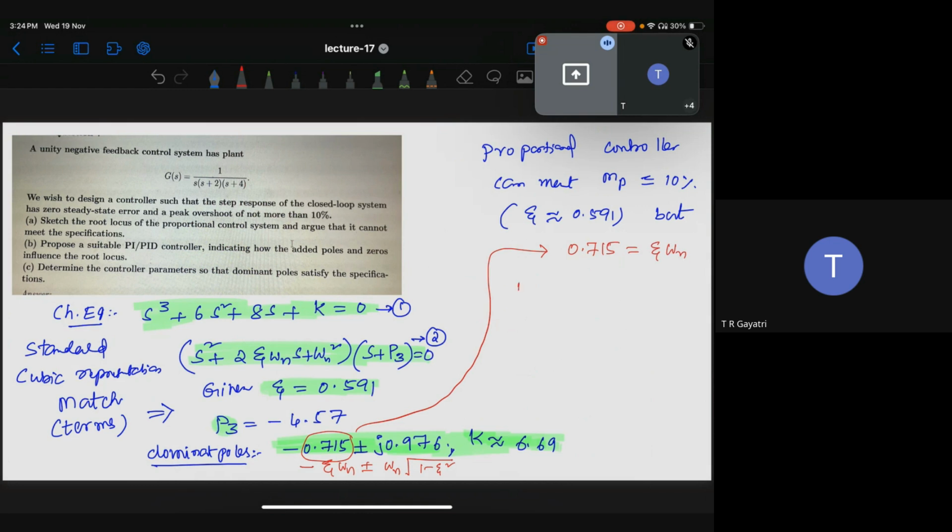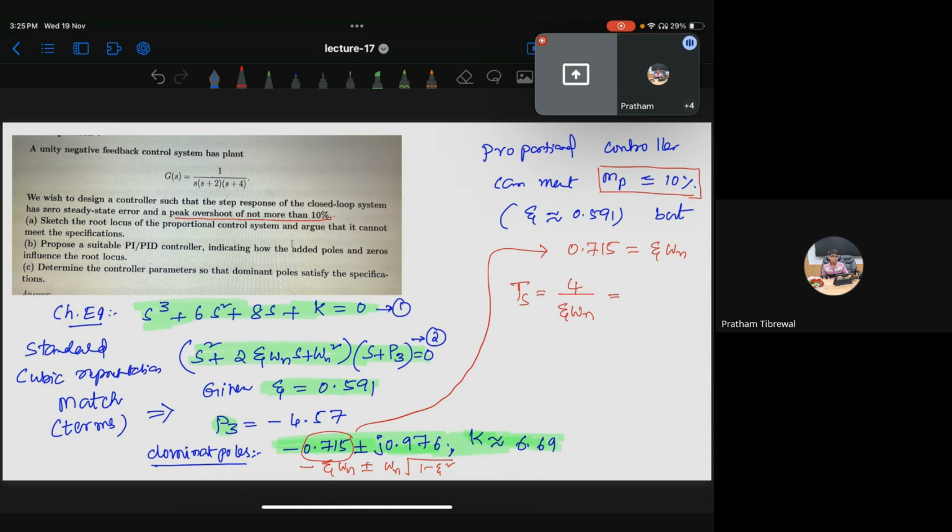So settling time, what do we have? What is the equation for settling time? This is 4 by zeta omega n. Sir, is there any tolerance given, 2%, 5%? In the question itself, 10% is given, but is that for Ts? No, no, 10% is peak overshoot.